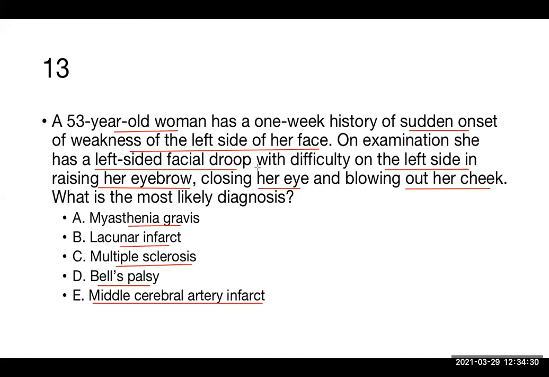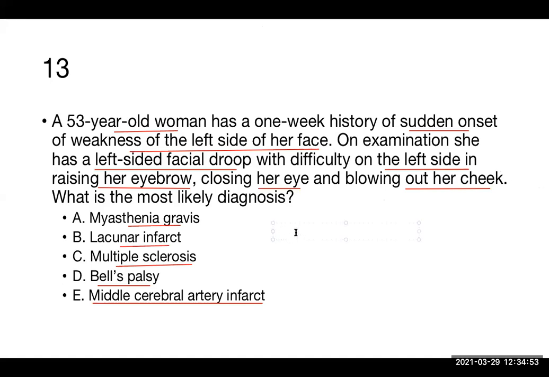Very, very important feature. And then blowing out her cheek is also impossible here because the buccinator muscle is paralyzed. So all these features are there. Now, before I move further, I'd like to explain one important point here. Sometimes what happens, even in an upper motor neuron disease or lesion, the face is paralyzed.